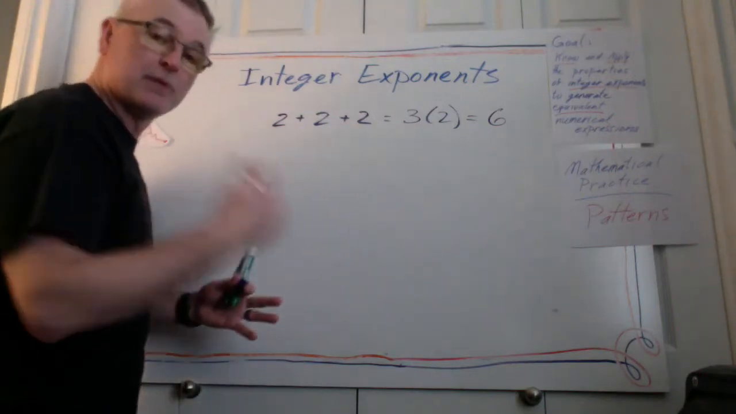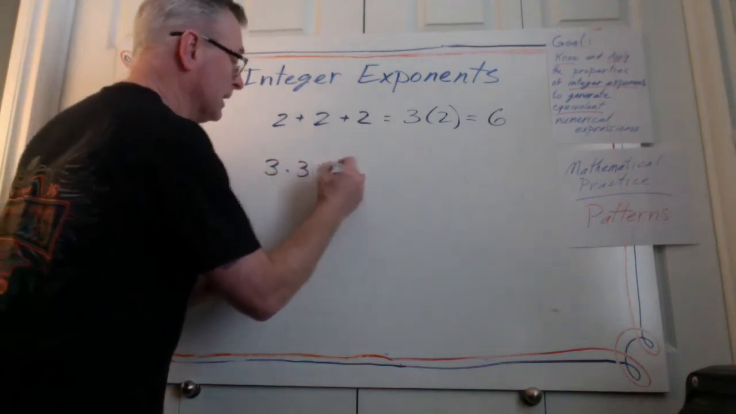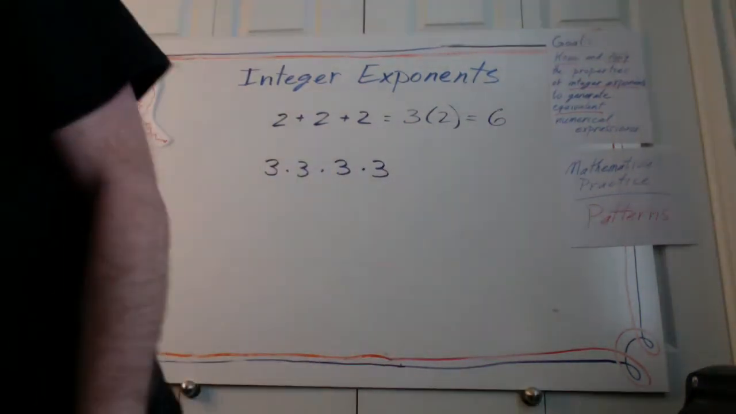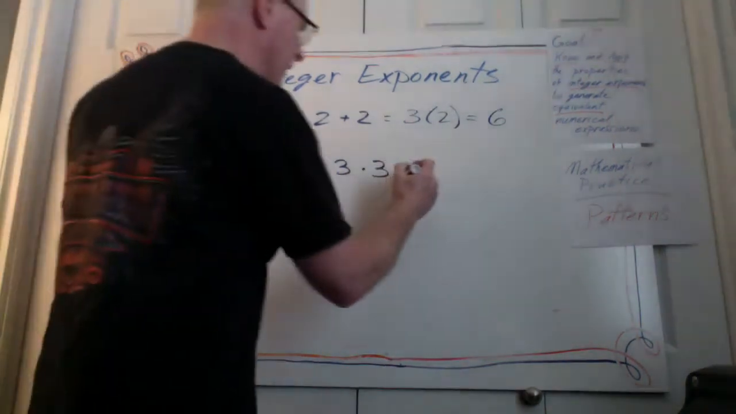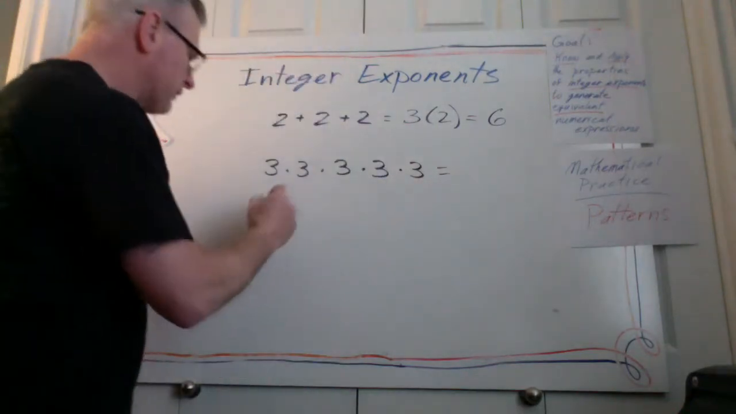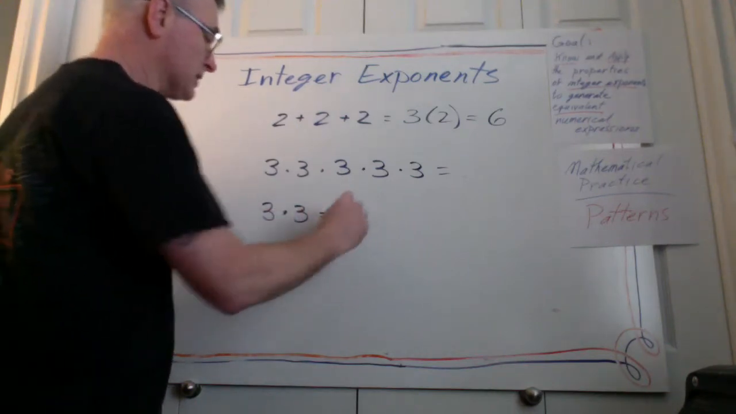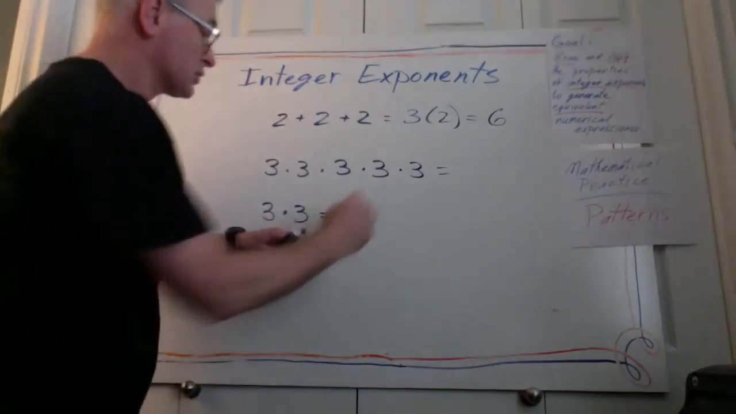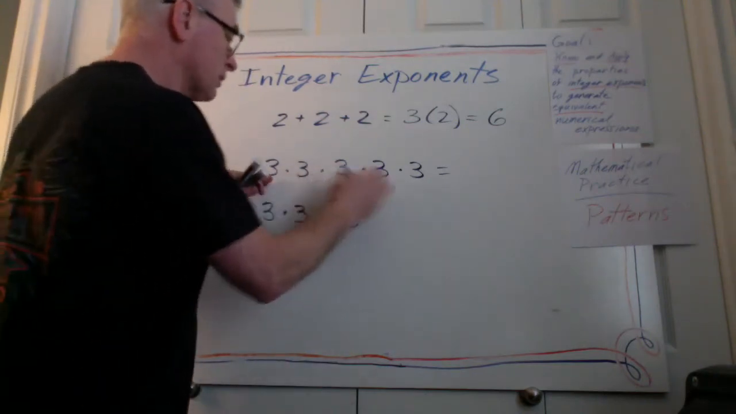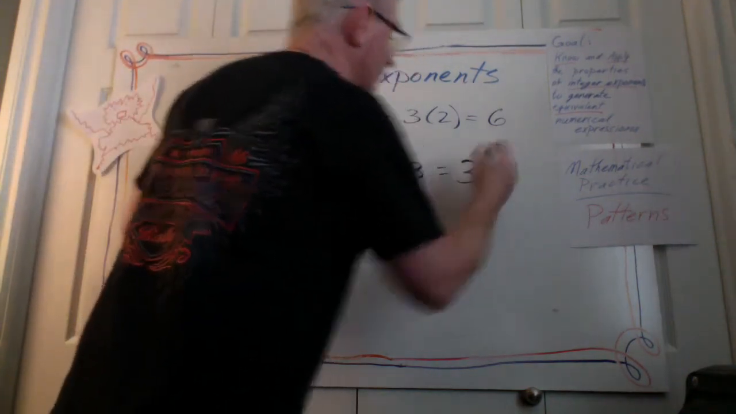But what happens if we have repeated multiplication? What if we have 3 times 3 times 3 times 3? What are we going to do with this number? Well, let's put another one on there just to be cool, right? If this was 3 times 3, I would just call this 3 squared. And since this one is 3 times 3 times 3 times 3 times 3, there's 1, 2, 3, 4, 5 of them. So now I have this.